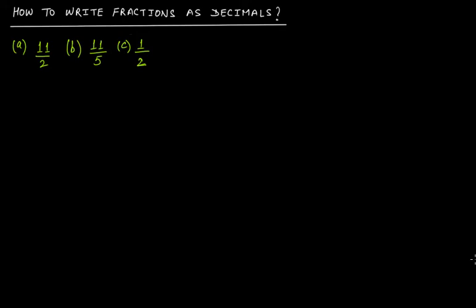And in this video lecture, now we are going to learn how to write fractions as decimals. So here we have some fractions, and the first one is 11 over 2. So first start from this one, that is A. This is 11 over 2.